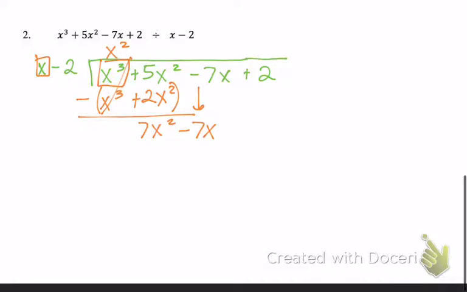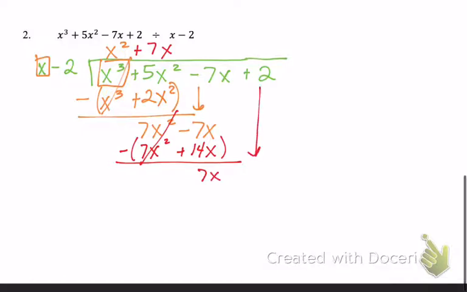Then, to get from x to 7x squared, I need to multiply it by 7x. So 7x times x gives me 7x squared. 7x times a negative 2 is minus 14x. Subtract. This goes away. This becomes a positive. So negative 7, positive 14 gives me a positive 7x. And I bring the 2 down.